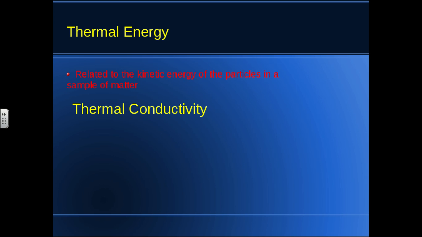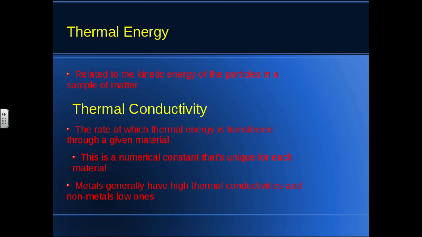Some materials are very good at conducting thermal energy, which means that thermal energy can move through them very easily. Some are not so good. We can measure how good those materials are at transferring thermal energy with thermal conductivity. So this is the rate at which thermal energy is transferred through any given material. It's a numerical constant that's unique for each material, and metals typically have high thermal conductivities. So nonmetals tend to have low ones.